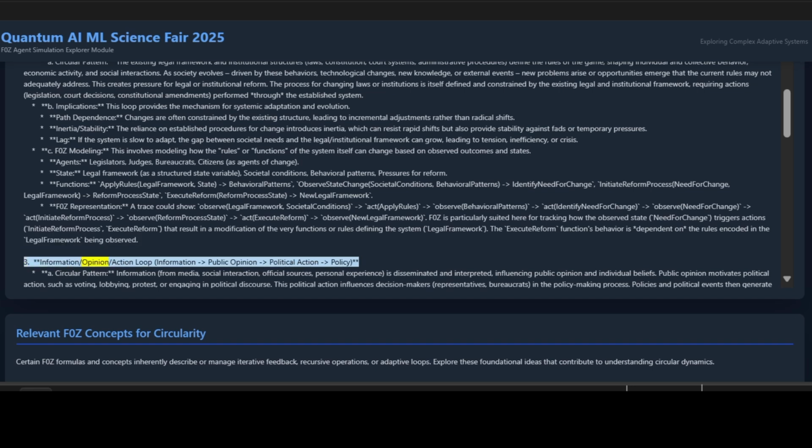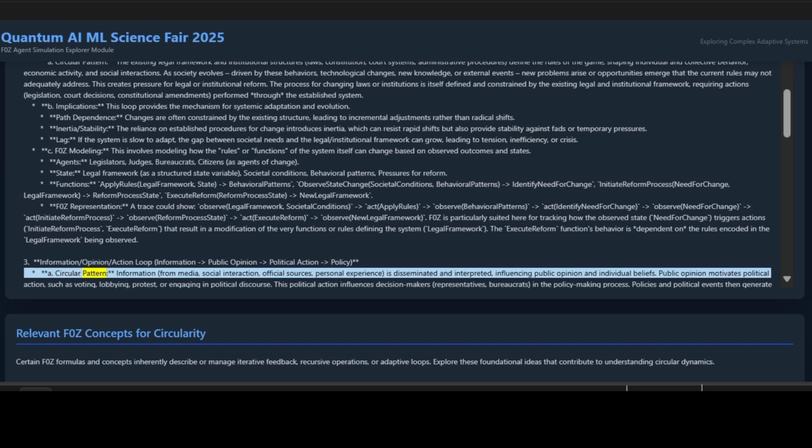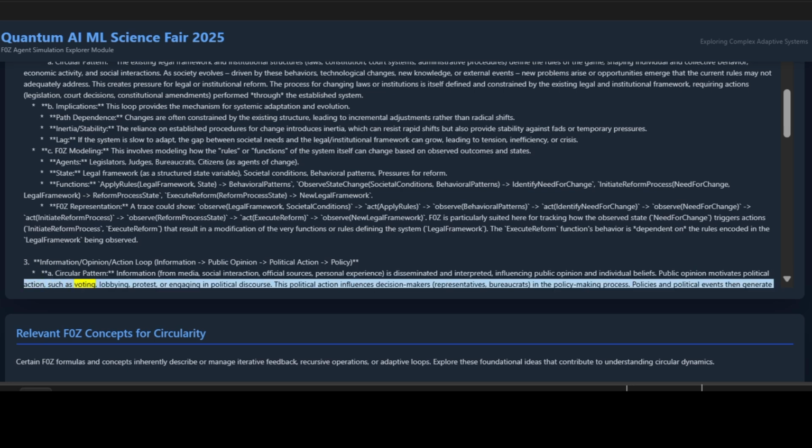3. Information, opinion, action loop: information → public opinion → political action → policy. A. Circular pattern: information from media, social interaction, official sources, and personal experience is disseminated and interpreted, influencing public opinion and individual beliefs. Public opinion motivates political action, such as voting, lobbying, protest, or engaging in political discourse.